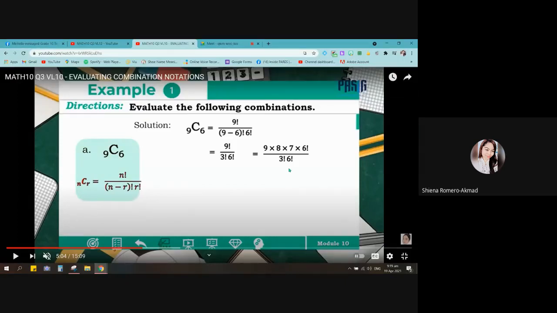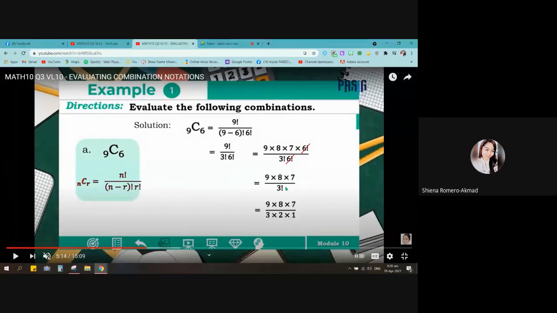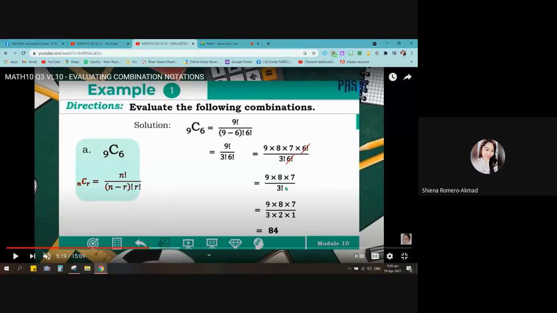So, ang ginagawa dito is we get the factors of the factorial. Tapos kung ano yung pinakamalaki na factorial sa baba, yun yung kinakancel out para mas madaling isolve. So we'll have 84 as the answer. So that is how you evaluate the combination notation.